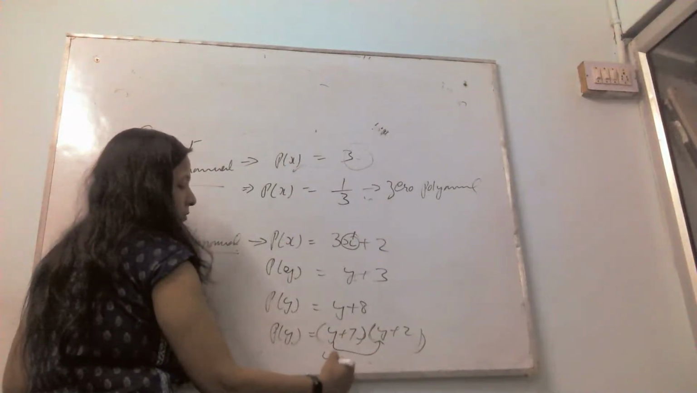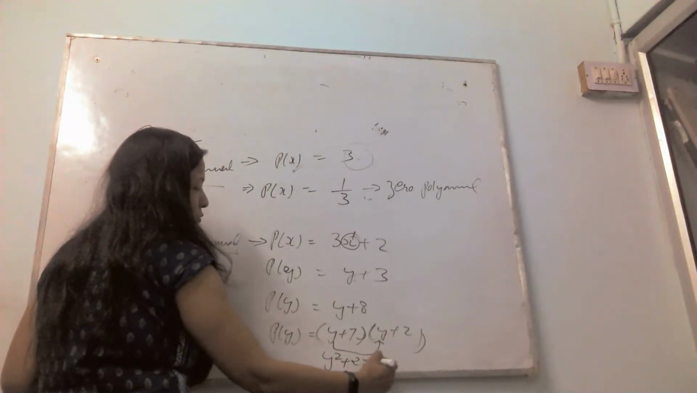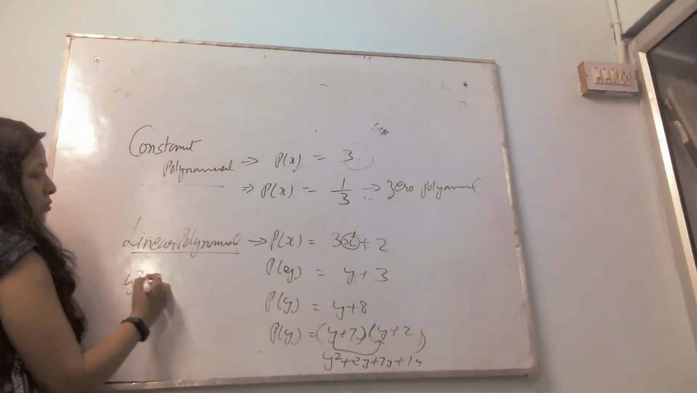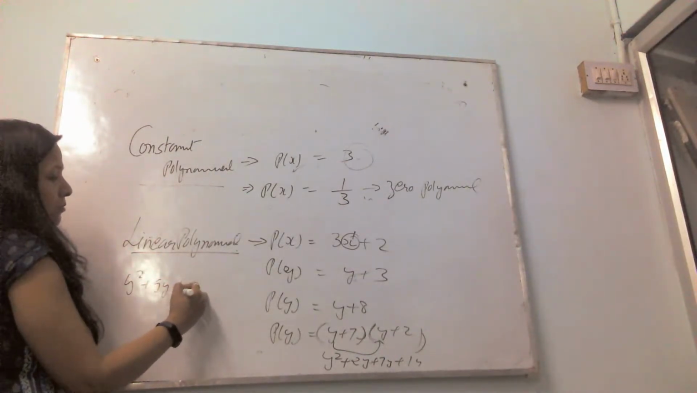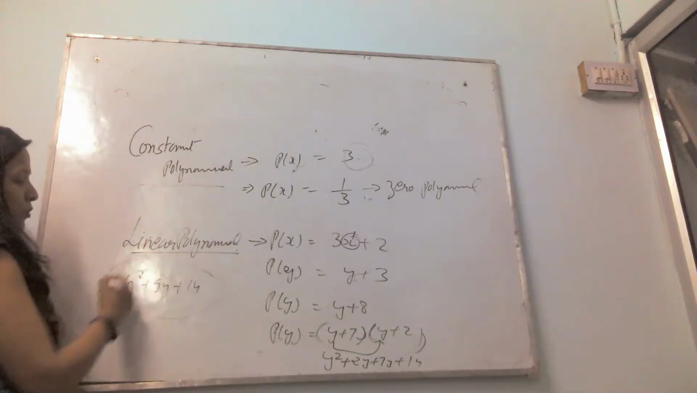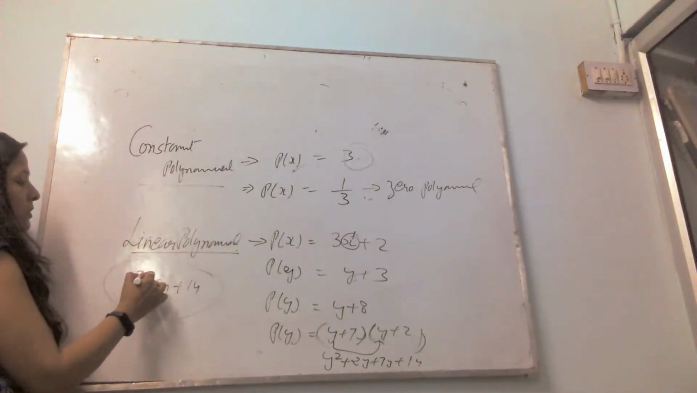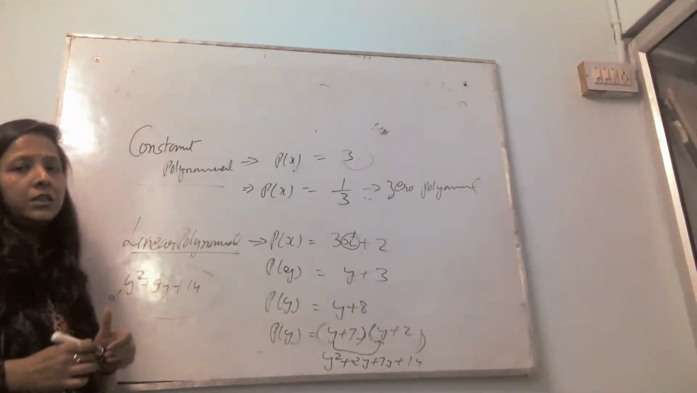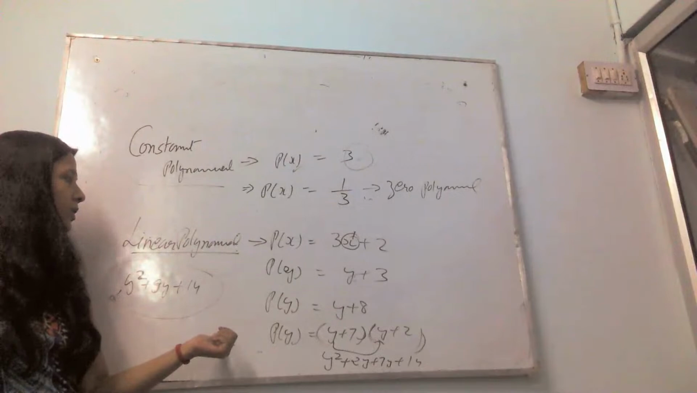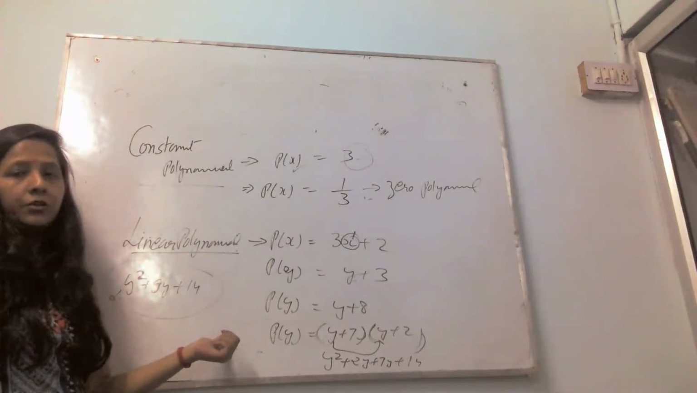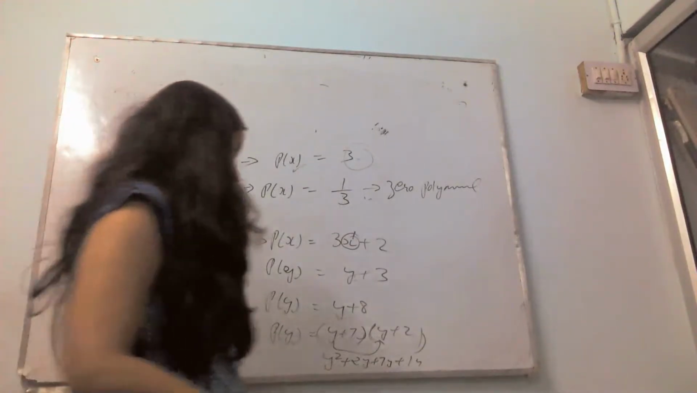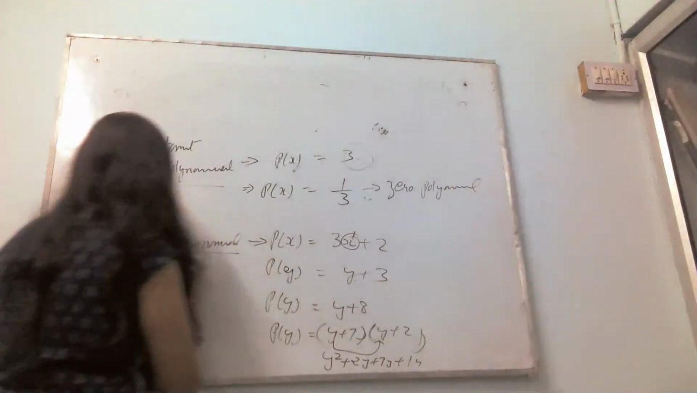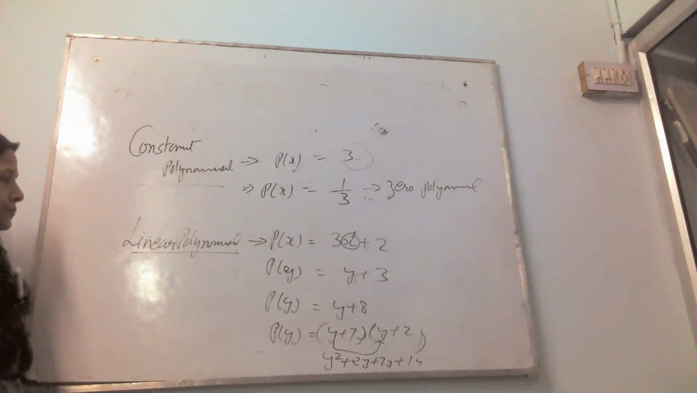y into y, y square plus 2y plus 7y plus 14. So y square plus 9y plus 14. Now you will find that the highest power is 2. Therefore, it is not a linear polynomial. Okay. Now, quadratic polynomial, as the name itself suggests, the highest power is 2.